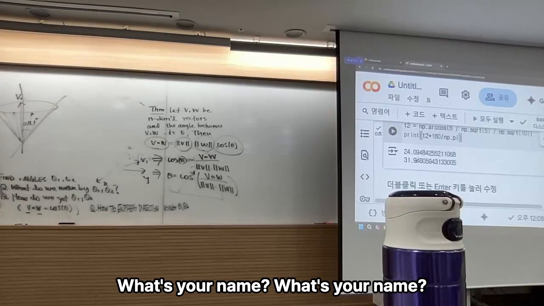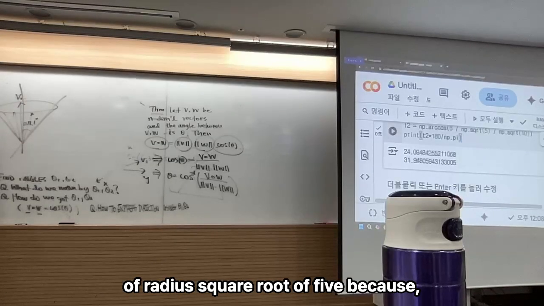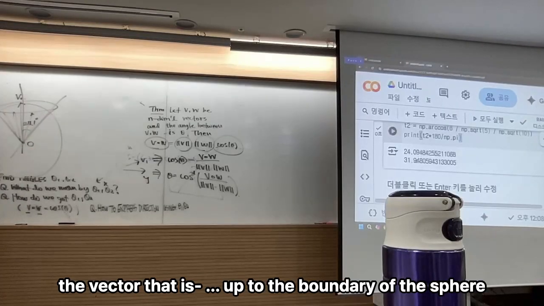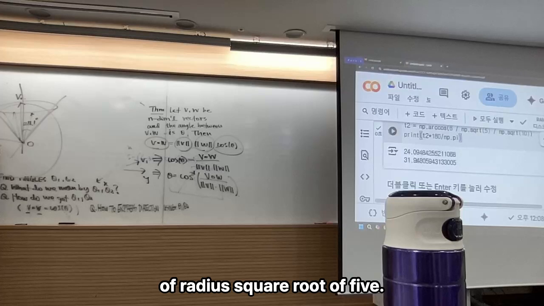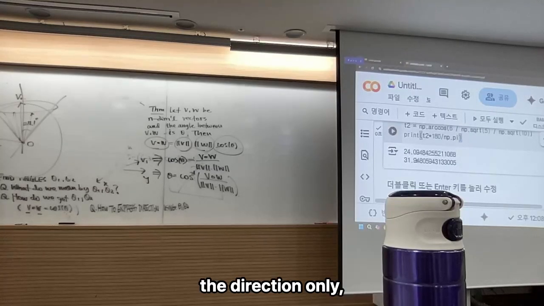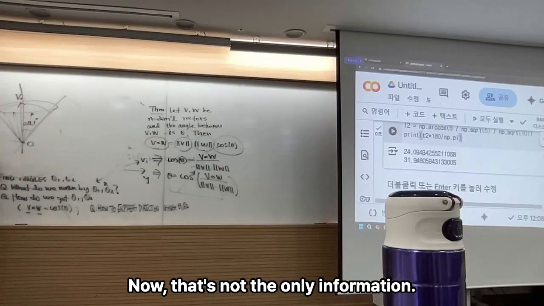Yes, Hongyu mentioned the sphere of radius square root of 5, because I only want to talk about, so this is the origin, the vector that goes up to the boundary of the sphere of radius square root of 5. But anyway, since we were talking about the direction only, we can forget about the sphere right now. Now, that's not the only information.